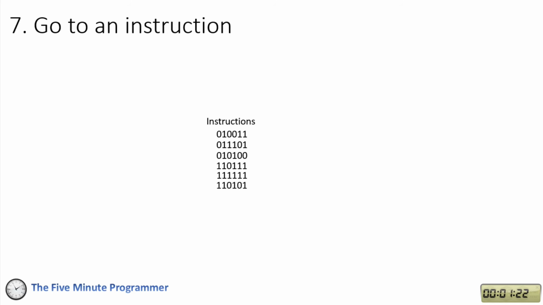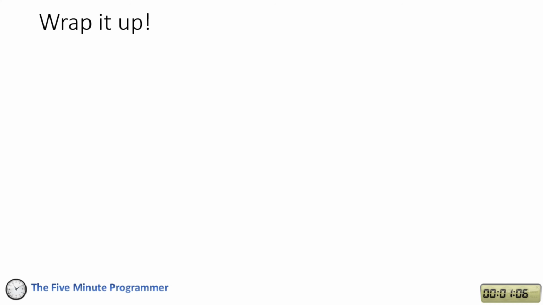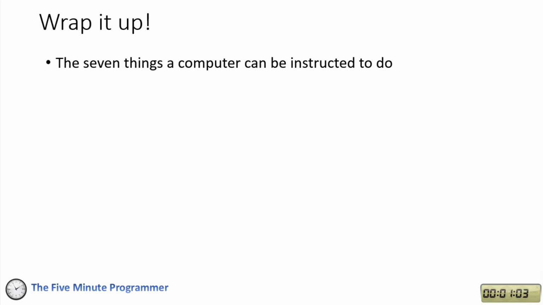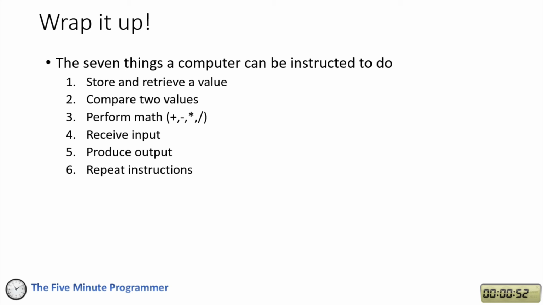Finally, we could go to a specific instruction. So we could jump to a different part of the program and resume execution there. So at some point, the CPU can say, skip over these instructions. So those would be skipped and not executed. That's very important. So just as a summary, to wrap this up, the 7 things a computer can be instructed to do: store and retrieve values, compare 2 values, perform math, receive input, produce output, repeat instructions, and go to a specific instruction. If you learn these fundamentals in any computer language, you'll be successful in writing programs.